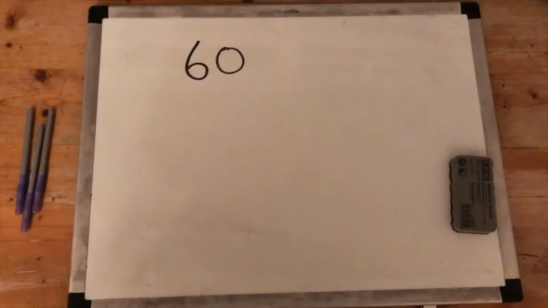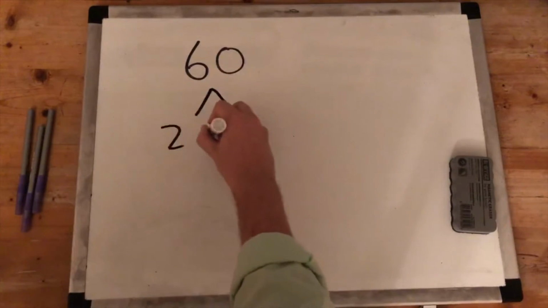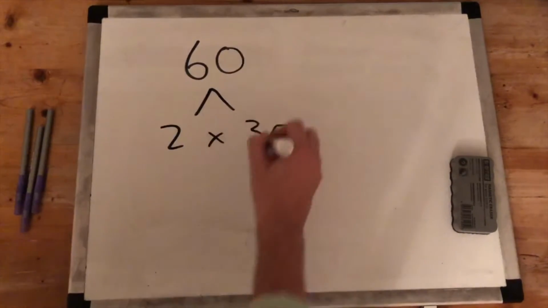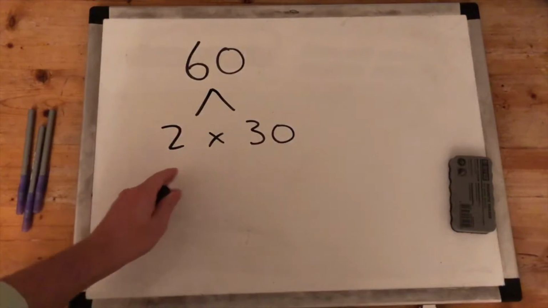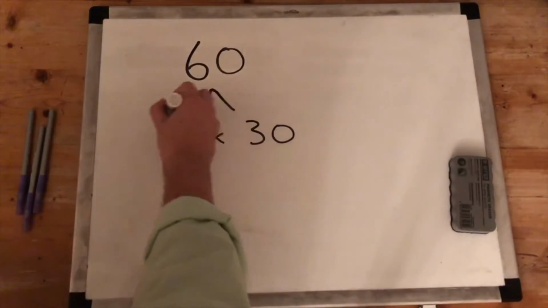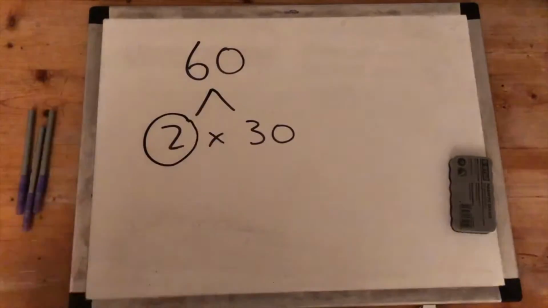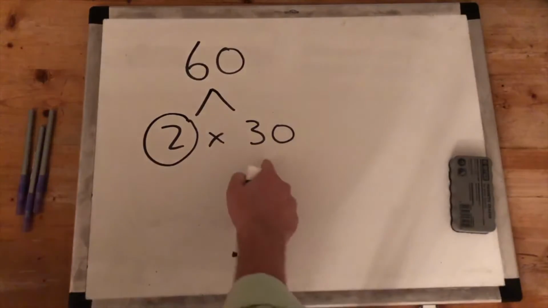60, we need to find the prime factors of 60. So we're going to start by finding two numbers that multiply to make 60. So we're going to start off with 2 times 30. The next thing that we do is we ask ourselves, is 2 a prime number? Is 30 a prime number? Well, is 2 a prime number? Yes. Only two factors, 1 times 2. Is 30 a prime number? No. We can still keep going.